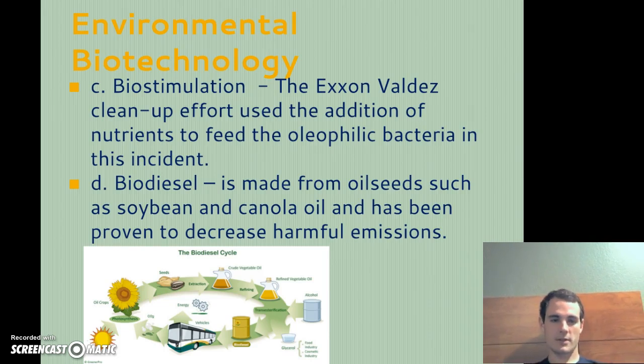There's biostimulation. In the Exxon Valdez cleanup effort, nutrients were added to feed the oleophilic bacteria. This means they didn't just have the oleophilic bacteria out there cleaning up the oil. They actually added different nutrients to the water to help attract those bacteria and stimulate how efficient they were, so they clean up even more. So that's biostimulation.